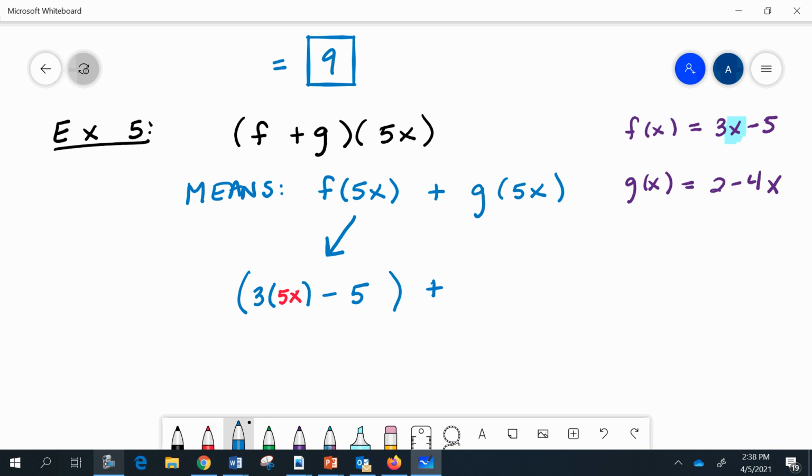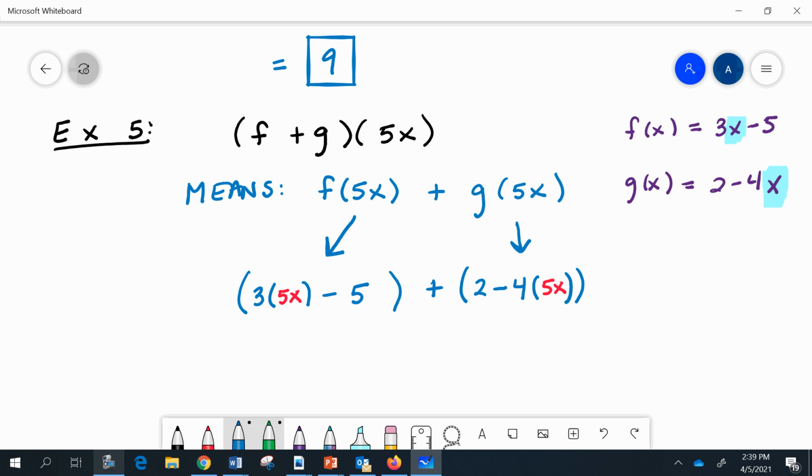And we're going to add that to, now what's it look like to go into the g function right here and replace that x I highlighted with a 5x? Well, it's going to go 2 minus 4, and we're going to replace that x with a 5x. Structurally, the setup is really, really important. I have the f part here, I have the g part here, and I simplify the f and the g part before I go to add together.